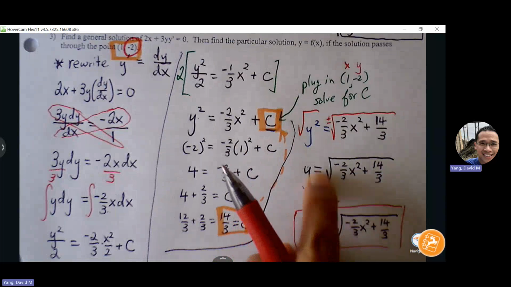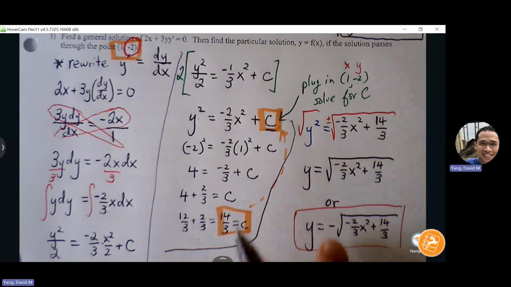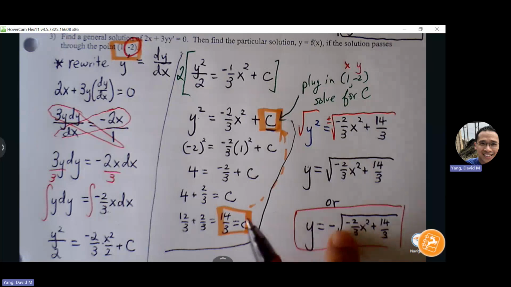I know a positive square root will never give me a negative because it's a square root, but the negative in front will allow this to be a negative because whatever I get in return from the positive here will turn into a negative.